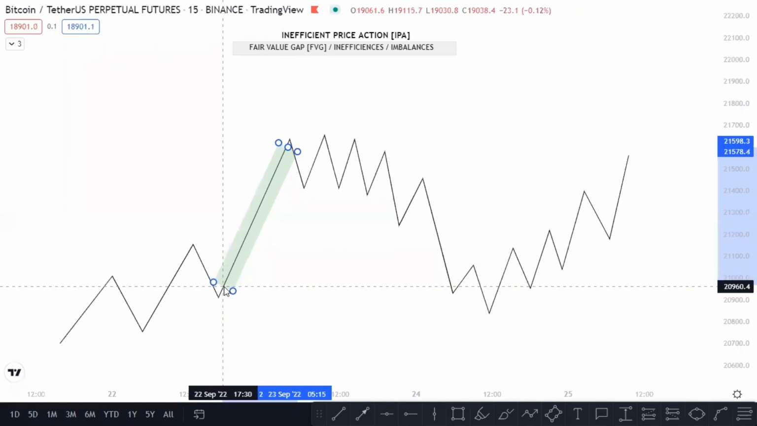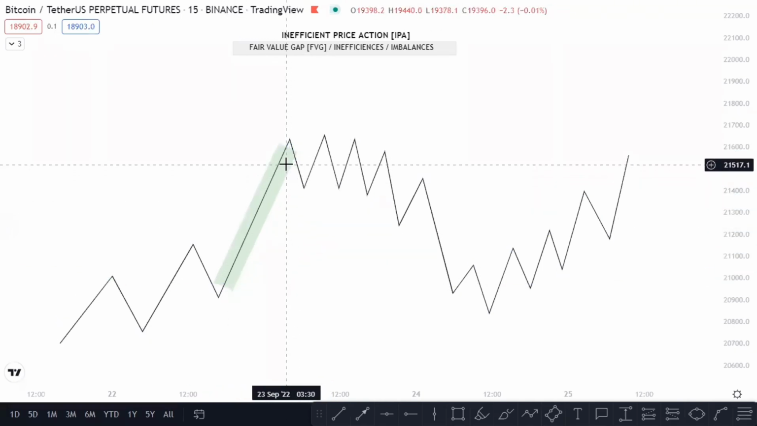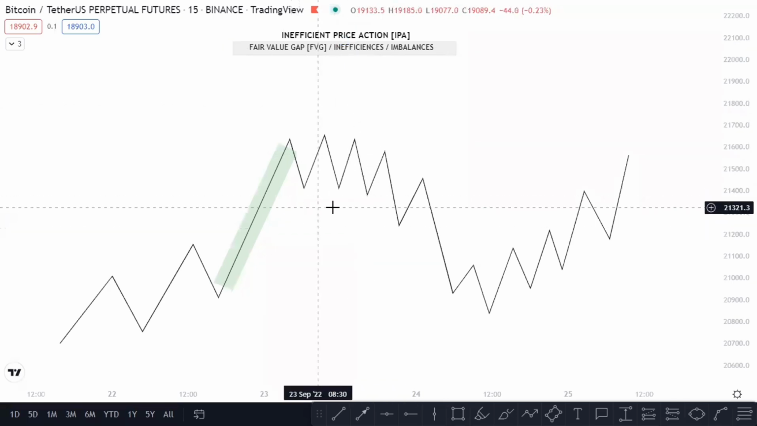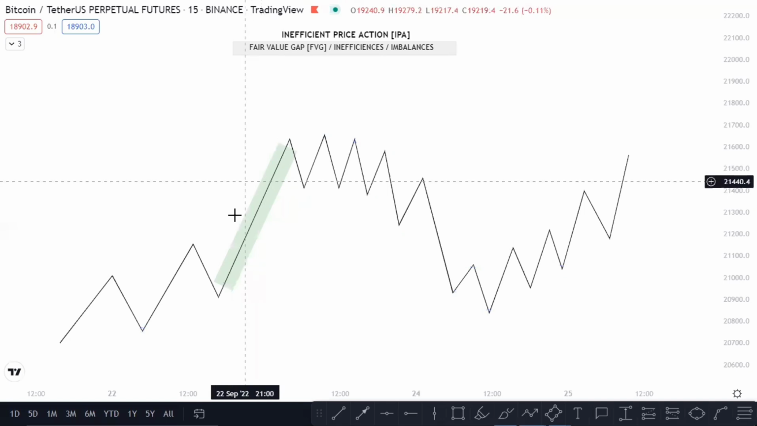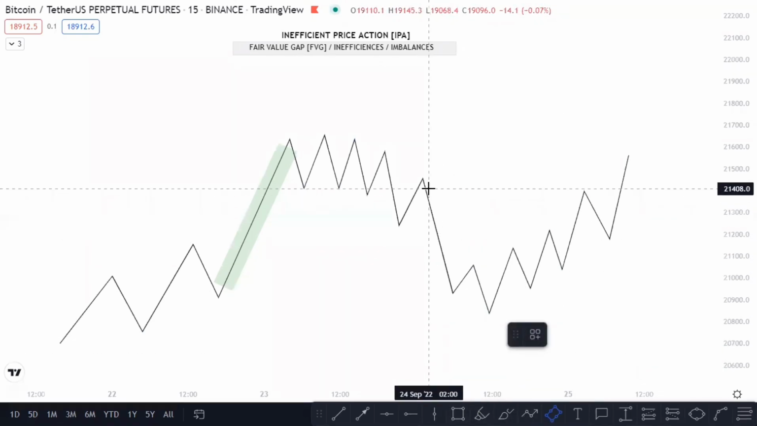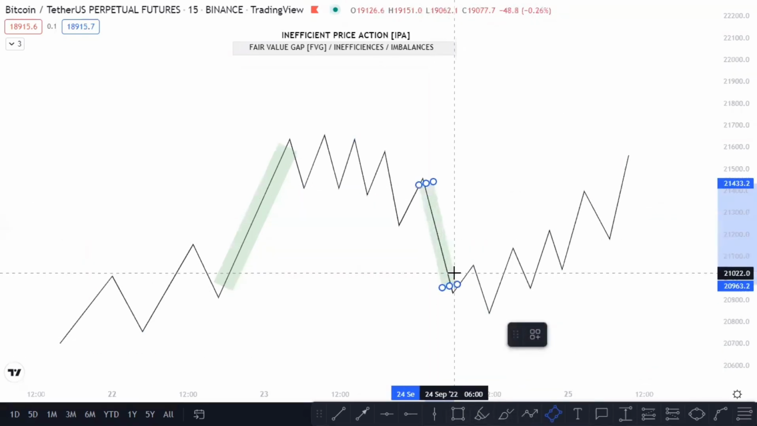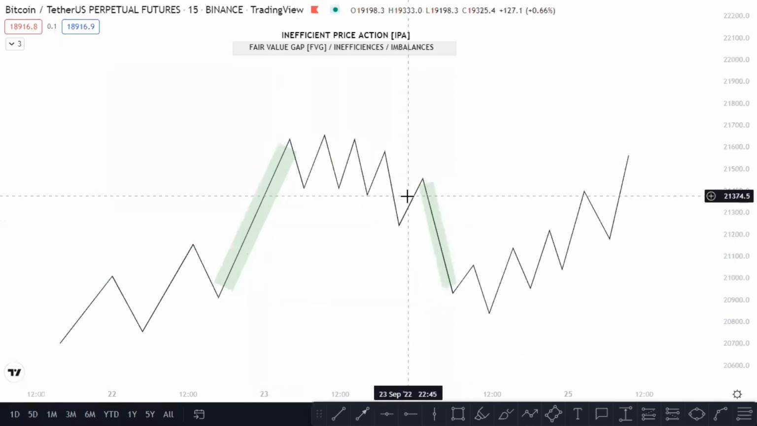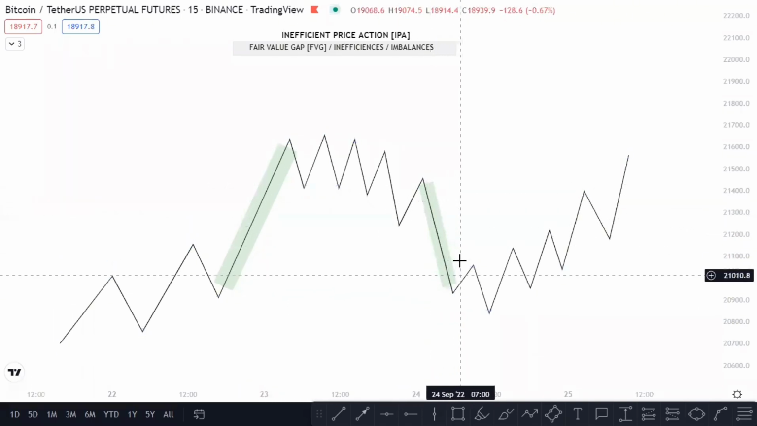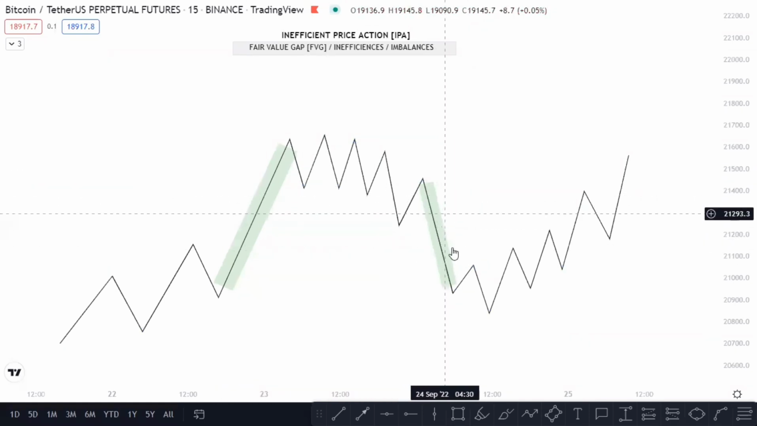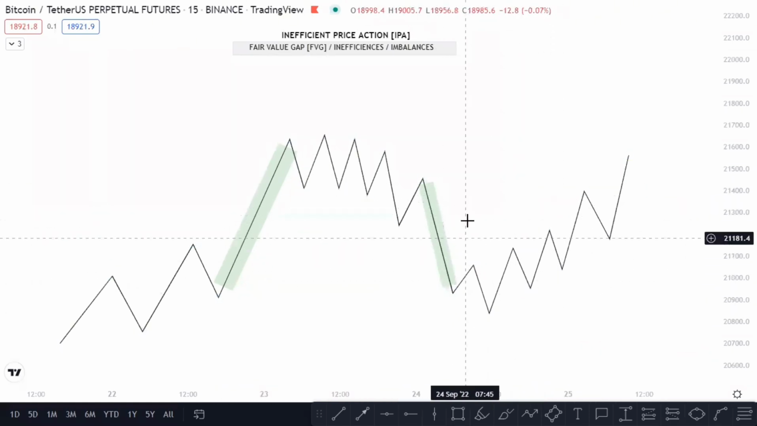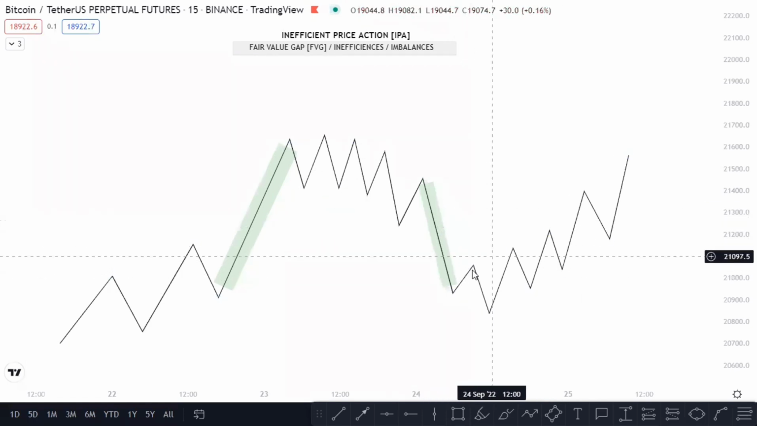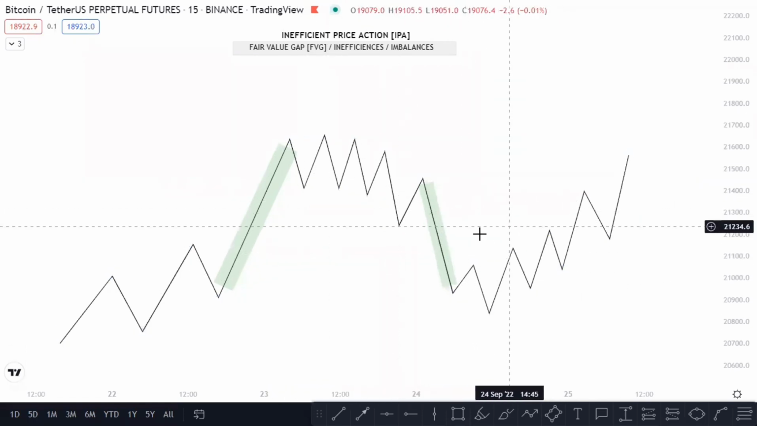FVGs are majorly created by too much activity going in one direction. It can be too much buying activity, and when these buy activities are being done, price creates imbalances. And when it comes to a sell imbalance, a sell inefficiency, when price creates too much sell activity, when price executes several sell orders, you see price dumping drastically. In those dumps, there will be FVGs and imbalances present in them.